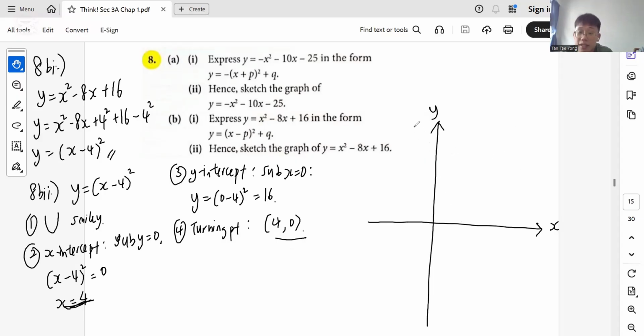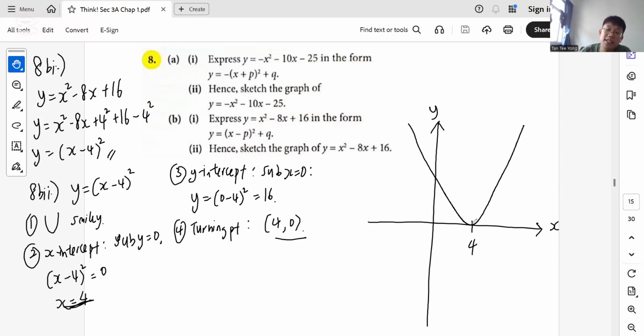Okay, maybe not, very hard to draw. Okay, just give me a while. It's not even touching. Okay, great. Yeah, so this is 4. Okay, so this x-intercept is 4 and my turning point is also 4. Yeah, I mean (4, 0). So this is both my x-intercept and my turning point. Then for the y-intercept, this is 16.